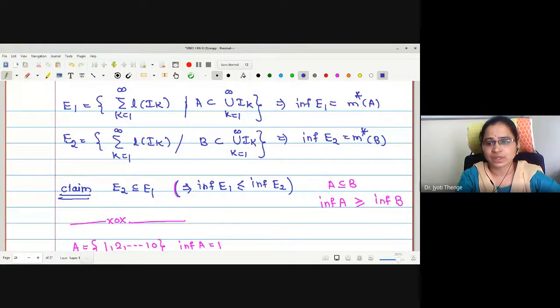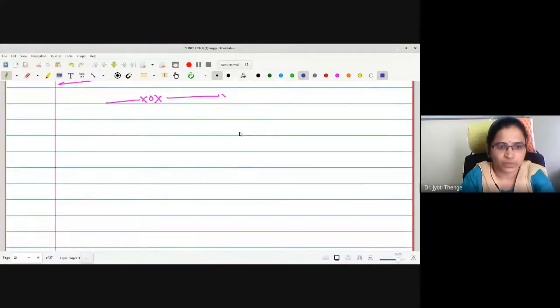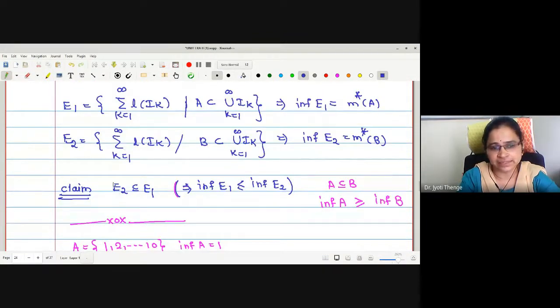Okay. Now let me start with an element of E2. This will be the sum of lengths such that B is contained in the union of I_k. Now I want to prove the same thing for A: A is contained in the union of I_k. So let x be in E2. I have taken an element x in E2. The aim is to prove x is in E1.